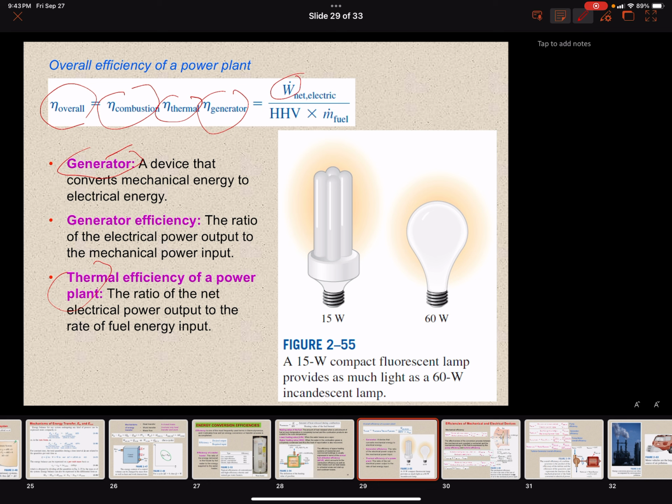And we can say the rate of the net work for the whole cycle for the electrical, divided by the higher heating value, multiplied by the mass flow rate of the fuel that we're using.